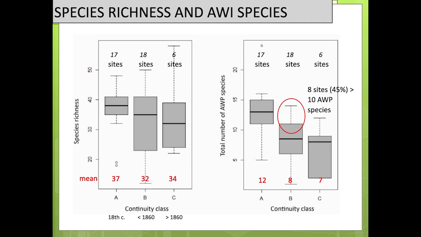So I'm not going to discuss this much more now, but if we look at the number of ancient woodland species or indicator species, we see indeed that in the oldest woodland, continuity A, we have a statistically significant difference between A, B, and C. That's the median, and I reported the mean here also.